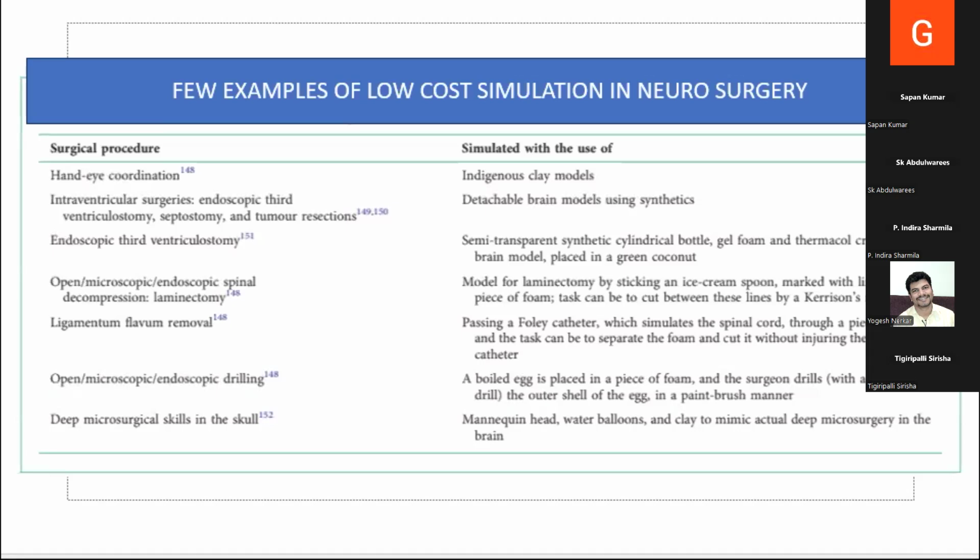Sir, there's an older question from Jaya Ghosh. Sir, can you share some papers on low-cost simulation? Any other questions that we have? Jaya Ghosh has asked to share some papers.